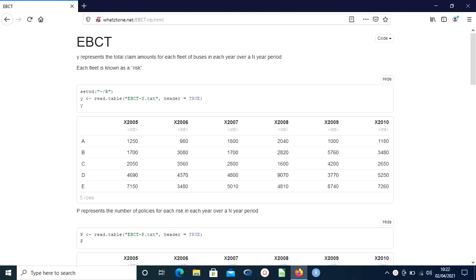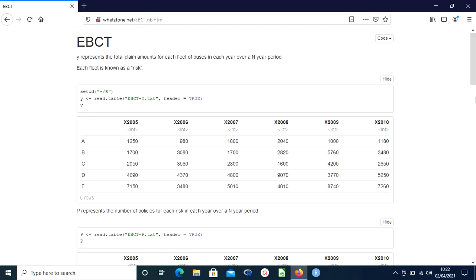Welcome. Now, just to recap from our last video, we had a table Y, which represented the total claim amounts for 5 fleets of buses over an n-year period, and that's our table. So there's our 5 fleets, A, B, C, D, and E, and over those 6 years. So for example, in 2005, fleet A, we had 1,250 claims.